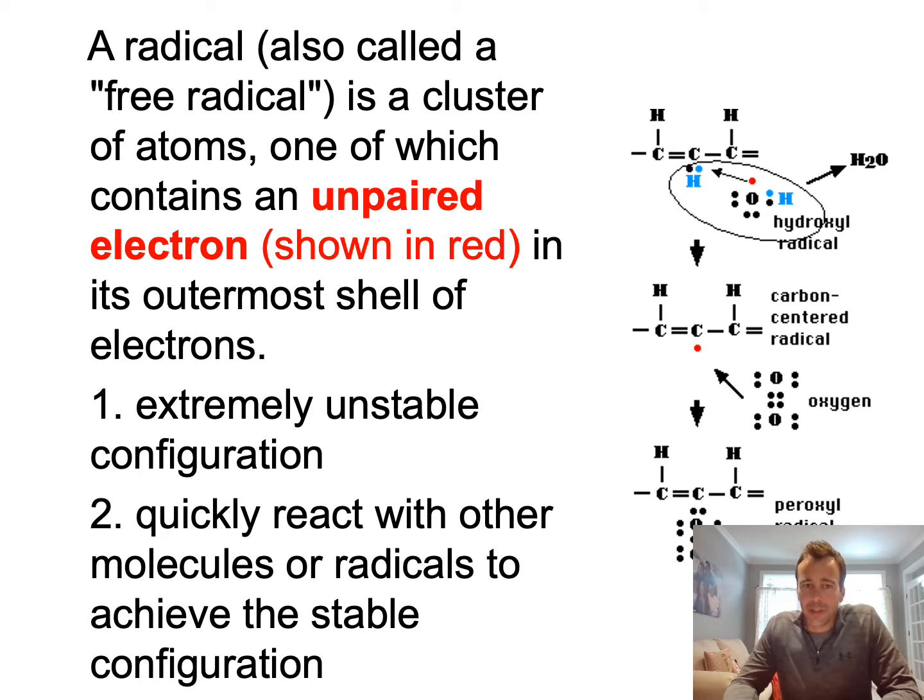I've used the term radical, also called free radical. It's basically a cluster of atoms where you have one unpaired electron, shown in red there. It's extremely unstable, and it quickly reacts with other molecules or radicals to achieve a stable configuration.